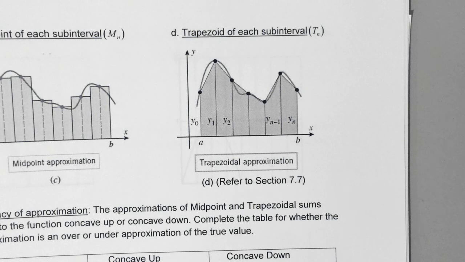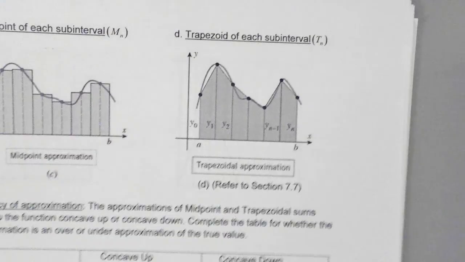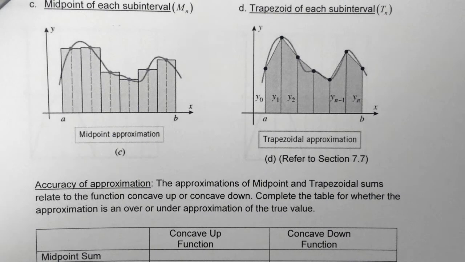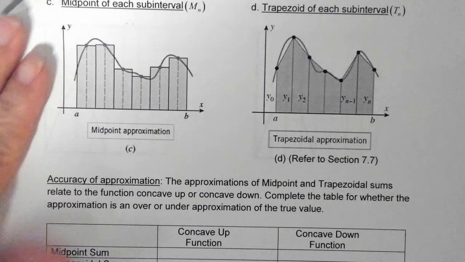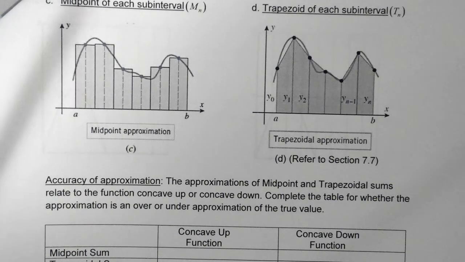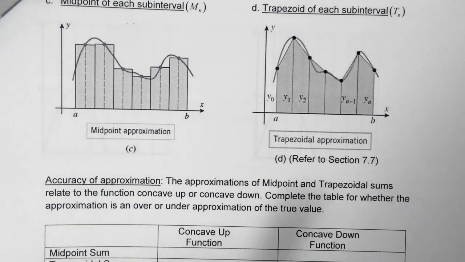Okay, so midpoint and trapezoidal. I think left and right are a little bit more straightforward. Midpoint and trapezoidal have a little bit more math to them, and it becomes a little bit more complicated. And when we're looking at the accuracy of the approximation, we're not looking at increasing, decreasing, we're actually looking at the concavity. So there's something just a little bit different about it.